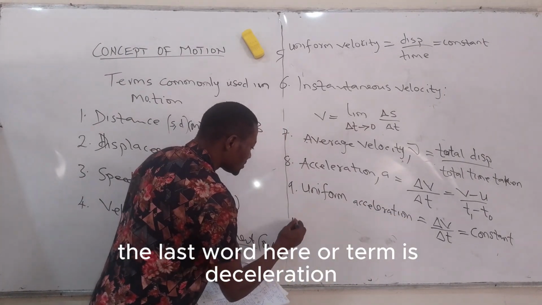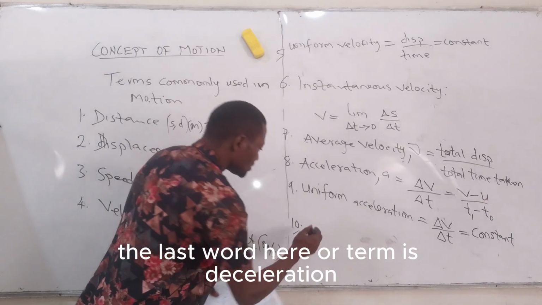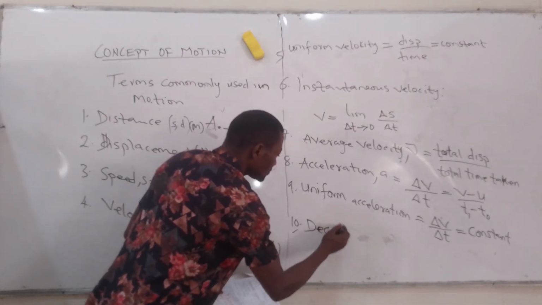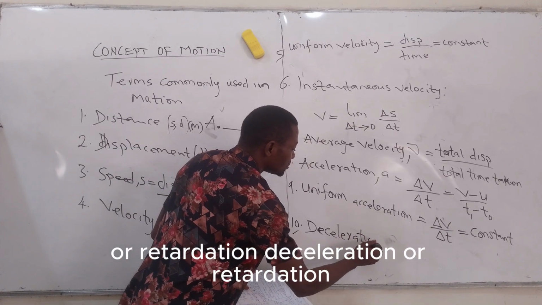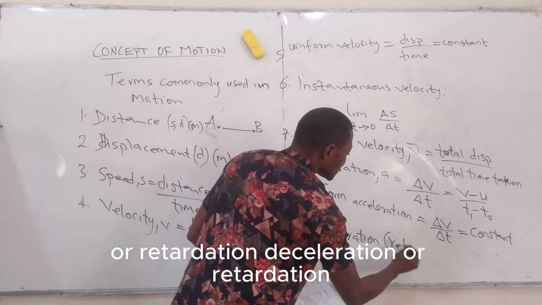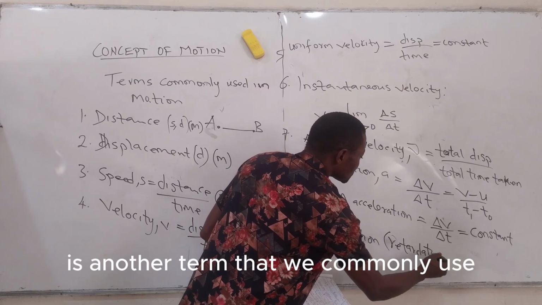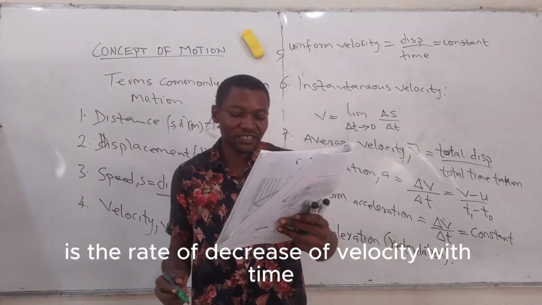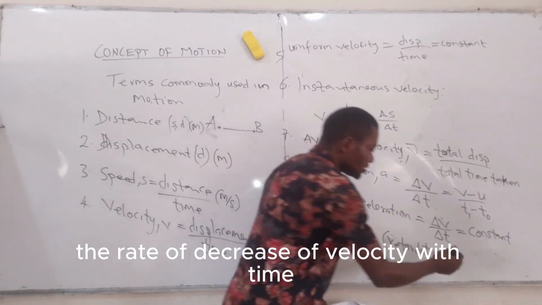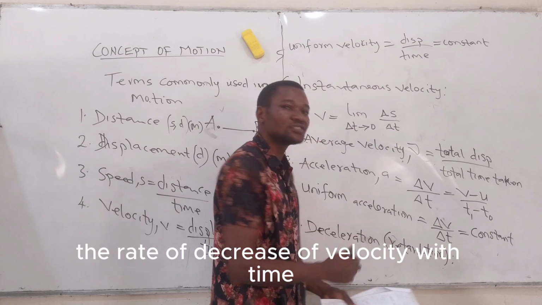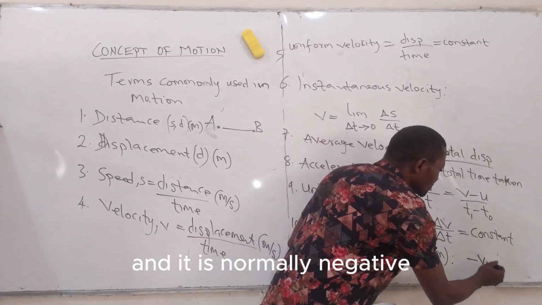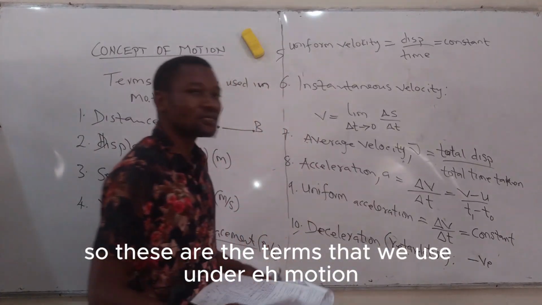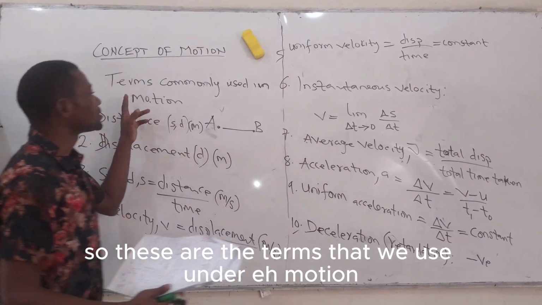The last term here is deceleration, or retardation. Deceleration or retardation is another term that we commonly use. And what is it? It's the rate of decrease of velocity with time. And it is normally negative. Deceleration is normally negative. So these are the terms that we use under motion.